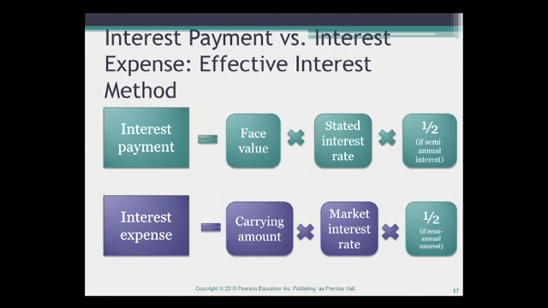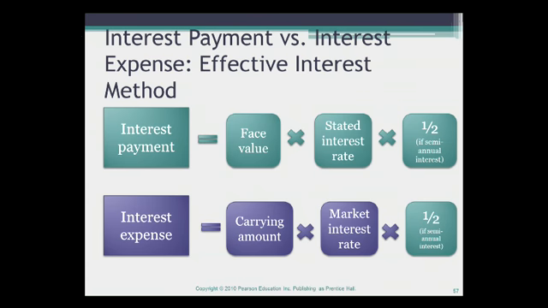Our interest payment was the face value or the maturity value multiplied by the stated rate of interest. The interest payment is what your bond is actually paying. So maturity value times the stated rate of interest. Again, this is stated rate of interest per period. That means if it's semi-annual interest, you'd have to multiply by half or divide that yearly rate in half. Then your interest expense is the carrying value of your bond times the market rate of interest. Again, if it's semi-annual interest, you need to divide the market rate in half.